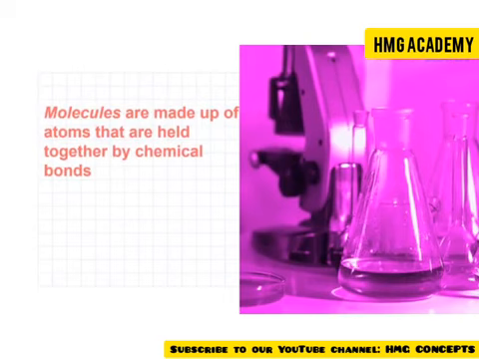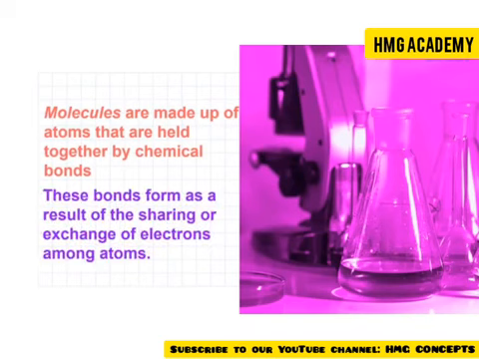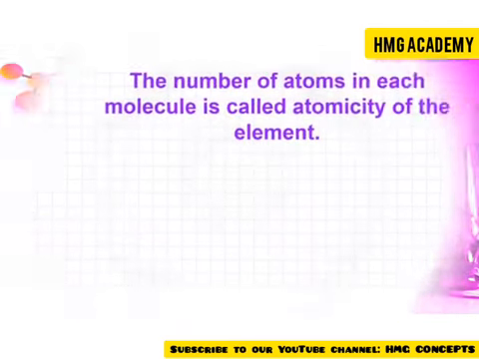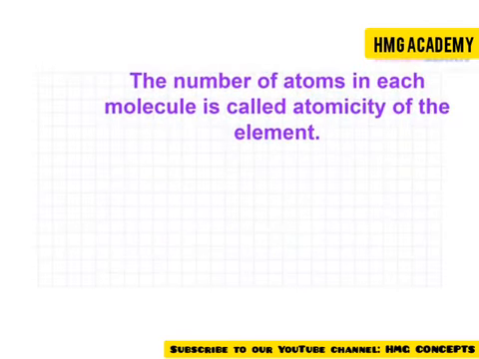Molecules are made up of atoms that are held together by chemical bonds. These bonds form as a result of the sharing or exchange of electrons among atoms. The number of atoms in each molecule is called the atomicity of the element.